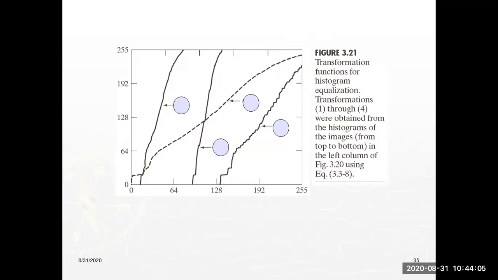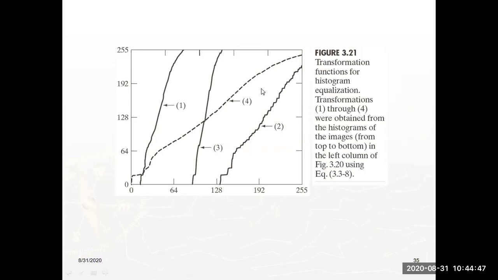Next, these are the graphs for the corresponding figures. How many images? 4 images: 1, 2, 3, 4. The first one is dark, the second one is light, the third one is low contrast, and the fourth one is high contrast. If you take the sample values after histogram equalization for the corresponding dark, light, low contrast and high contrast, the histogram equalization graphs will be like this.